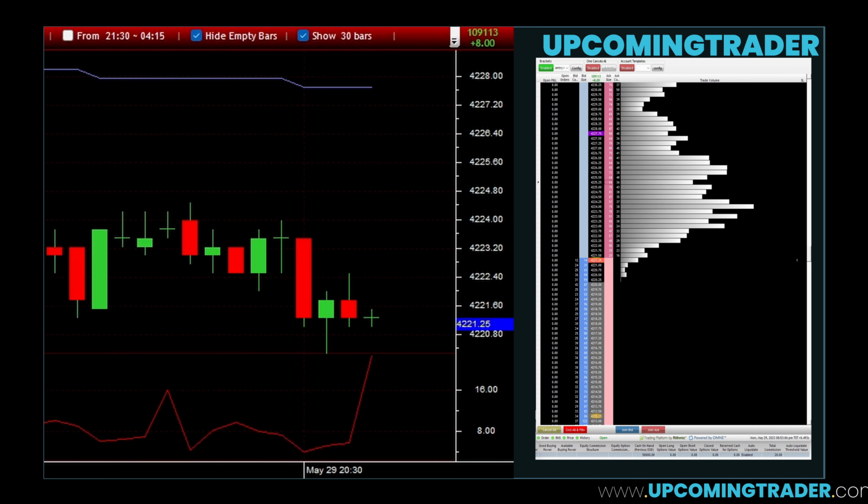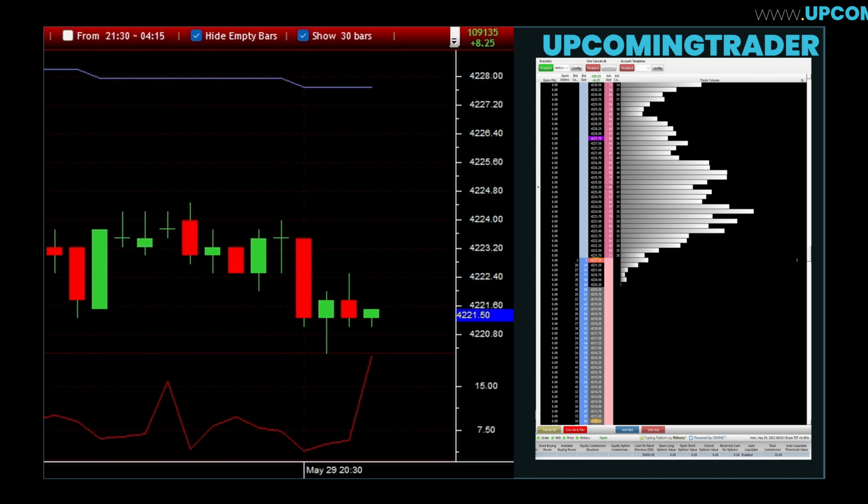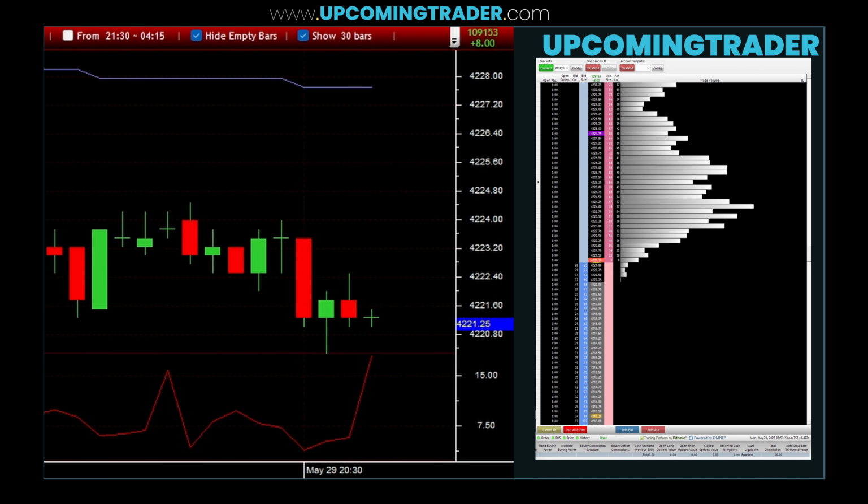Make it a habit to check volume at key levels like the point of control, value area highs and lows, and during breakouts from the initial balance. By combining volume analysis with TPO insights, you can greatly enhance your accuracy and timing in the market.